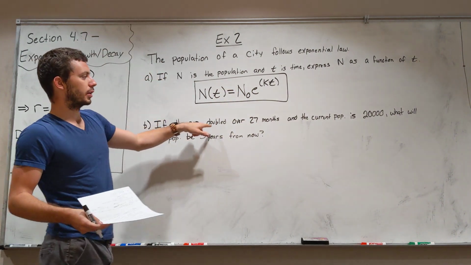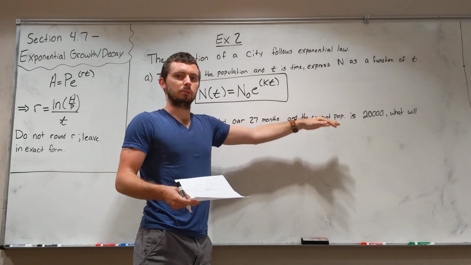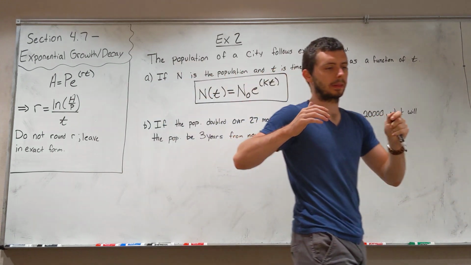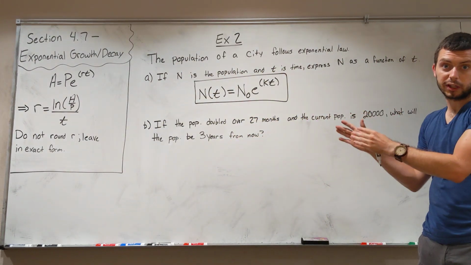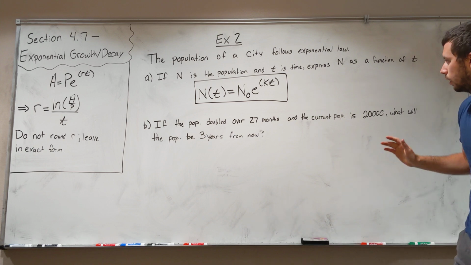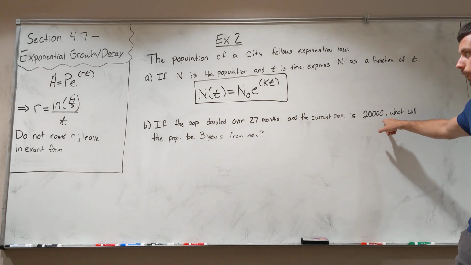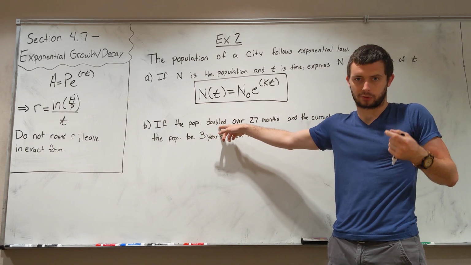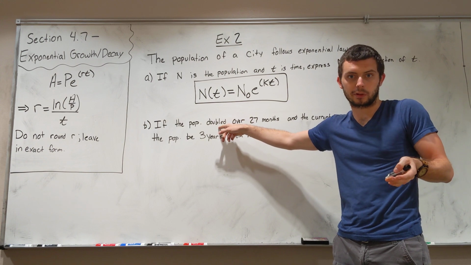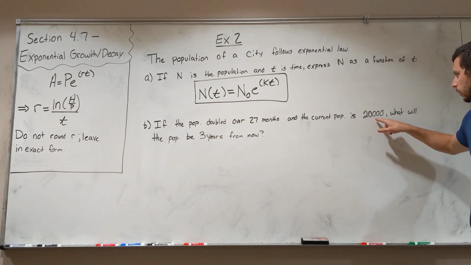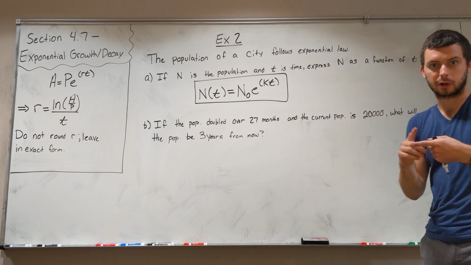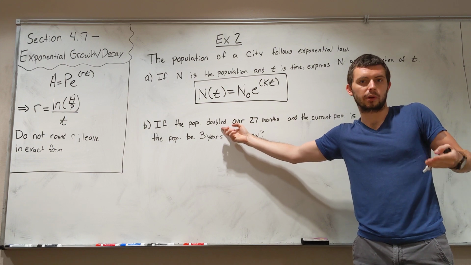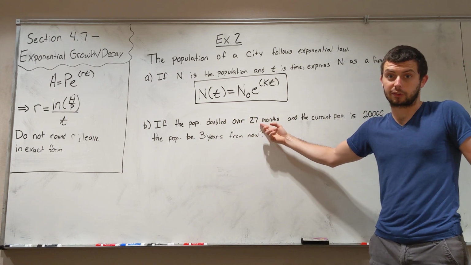And then, if the population doubled over 27 months, and some more information. What I want everyone to notice is that this is a problem where the rate is not quite given yet. So let's start with everything before the comma here. If the population doubled, that means you have a starting amount, and then you multiply it by 2 to get your final amount. The current population is 20,000, so 20,000 is the initial amount. Double that would be the final amount, that's 40,000. 27 months, that's time.